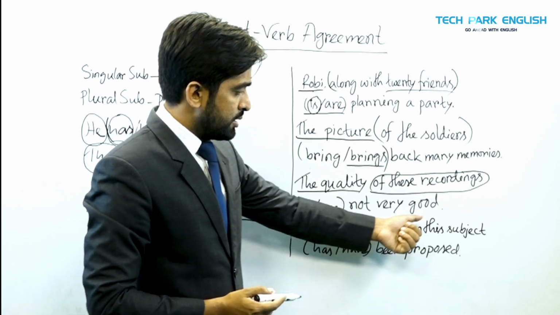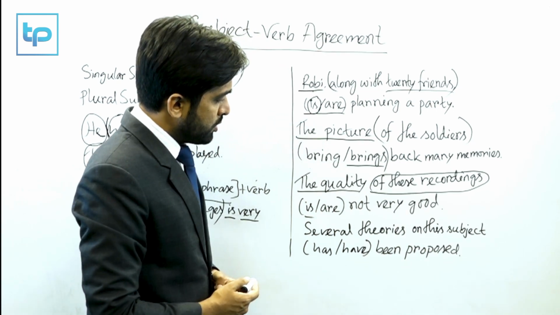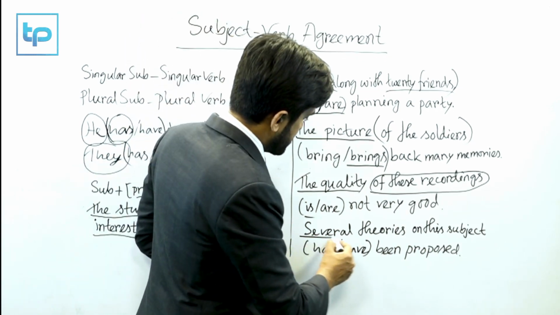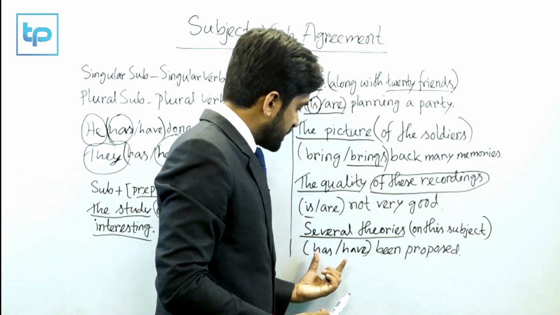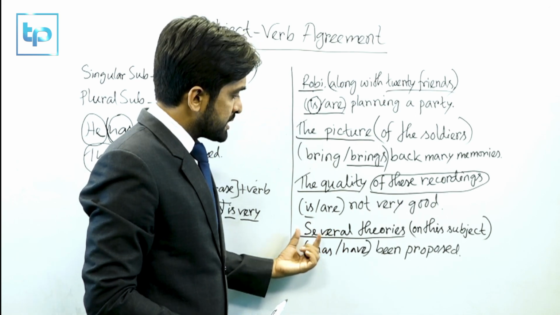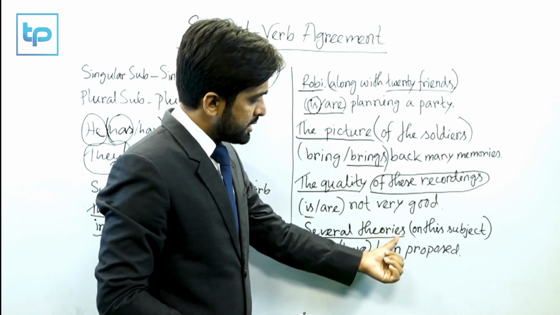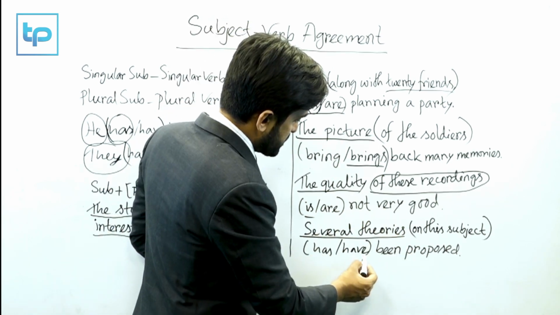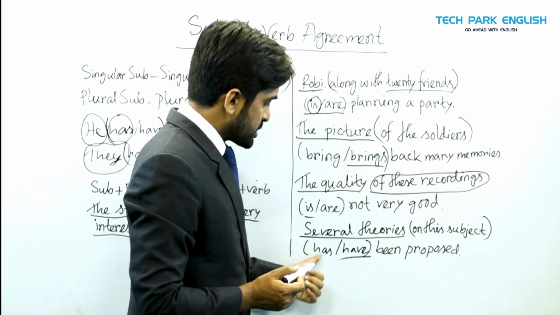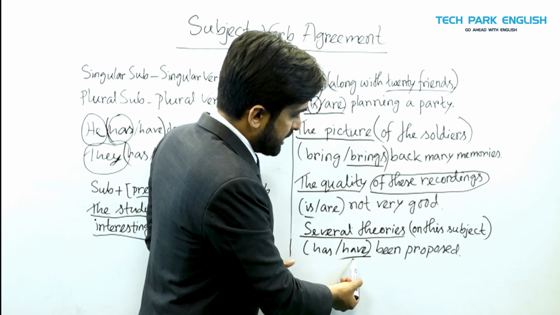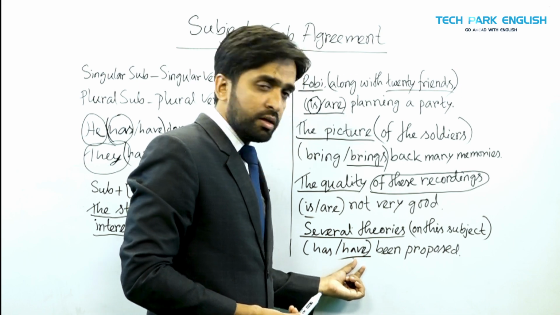And then several theories on this subject has or have been proposed. So here we could say several theories, it is subject, and on this subject it is prepositional phrase. So it should not agree with has or have. Several theories should agree with has or have. As several theories is plural, we should take have with several theories. So several theories have been proposed. It should not be has because it is plural subject, so the verb has to be plural. And prepositional phrase should not agree with the verb. Rather, the subject should agree with the verb.